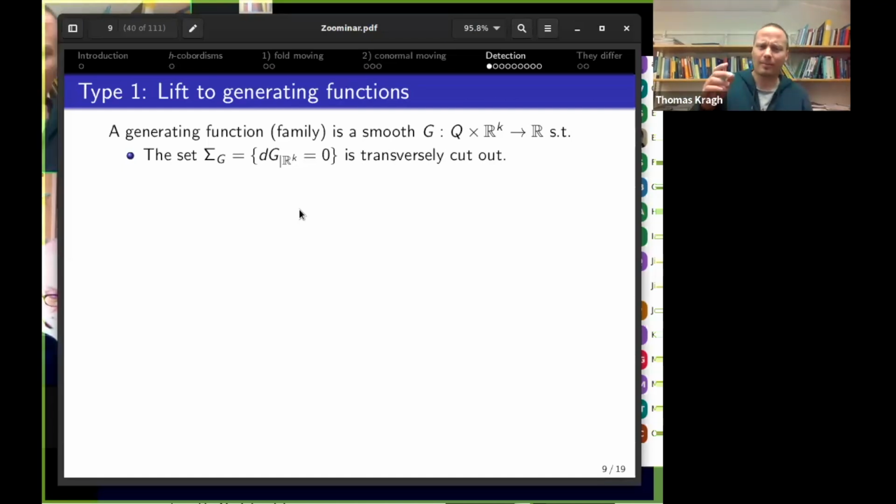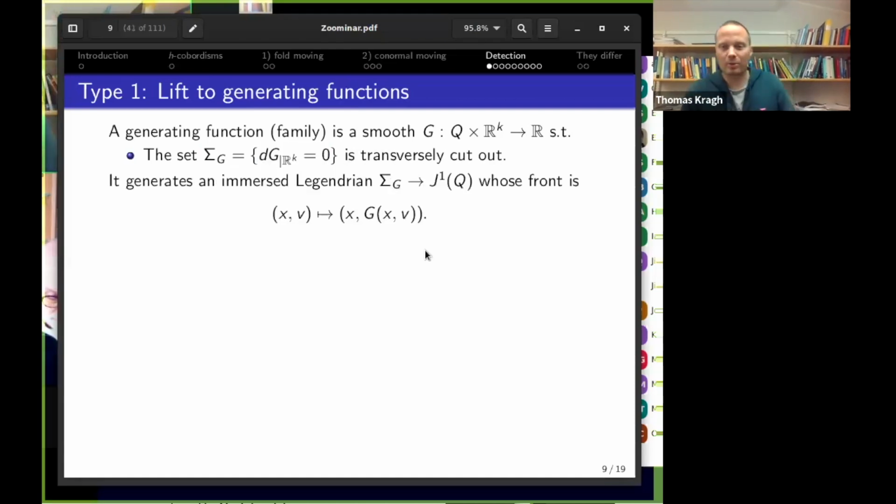So you have a family of functions parameterized by Q, and these are the fiber-wise critical points, and that's this singular set, and you're assuming this is a transverse equation, so that it's a smooth manifold. And then this gives you an immersed Lagrangian, and I only want to describe the front projection because you can use that to recover the actual Lagrangian, so that's enough. (x, v) is just mapped to (x, G(x, v)) on this subspace, which has the same dimension as Q, so it's isotropic and co-isotropic.